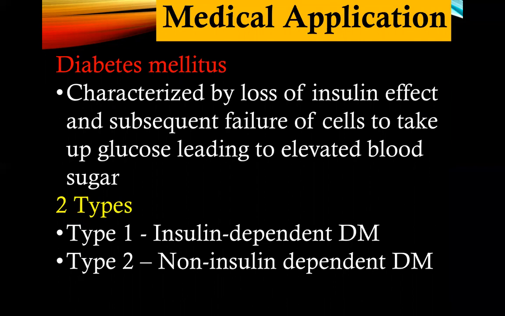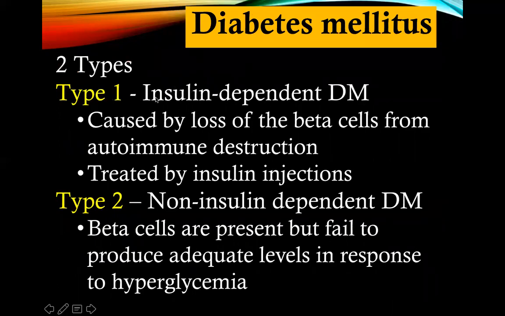And there are two types of diabetes mellitus. You have type 1 insulin-dependent diabetes mellitus and type 2 non-insulin-dependent diabetes mellitus. But in this lecture, take note that we cannot totally define type 2 as non-insulin-dependent diabetes mellitus. Okay? Why? I'll explain later. The type 1 diabetes mellitus, they are really insulin-dependent because of this autoimmune destruction or loss of the beta cells. These are being treated only by insulin injections. They don't have production of insulin.